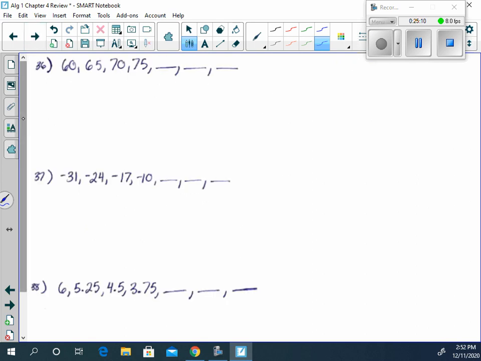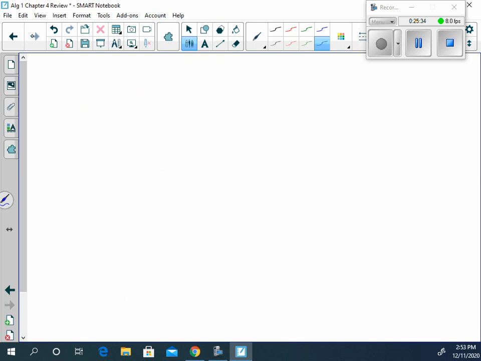So we would do the same for this here. Now 65 minus 60 would give us 5. So I'm adding 5 to get the next term in the sequence. So 75 plus 5 would be 80, 85, and 90. Questions on this here? We're good with these here? Yes? Well, that's it.